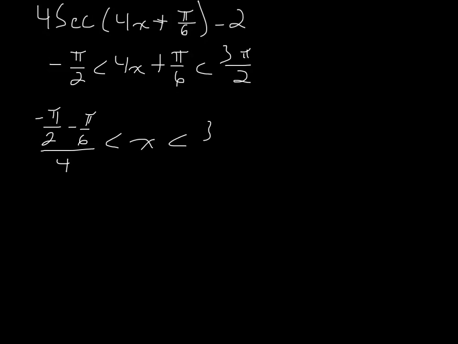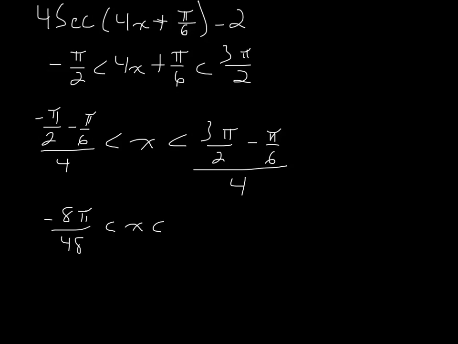And similarly, we're going to do the same math on the other side. Subtract pi over 6 and divide that by 4. And what you end up with is negative 8 pi over 48 and 16 pi over 48.